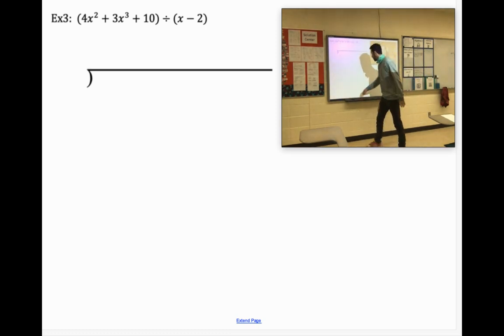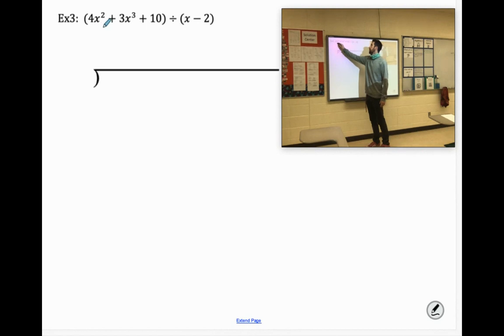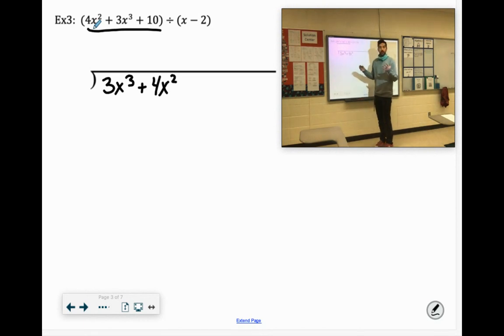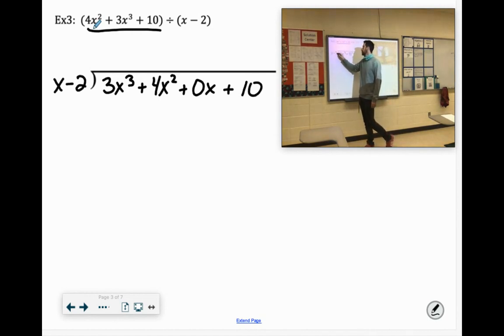All right, we've got to move that around. We have to put that in standard form. So my highest degree is the x to the third, so we'll put 3x to the third. Then we have 4x squared. Now we don't have any regular x's, but I still have to put a placeholder there. So I'm going to have to put 0x and then the 10. Over here we got x minus 2.